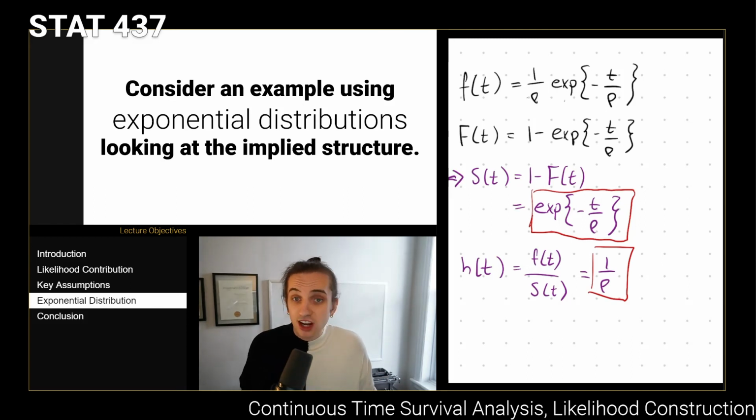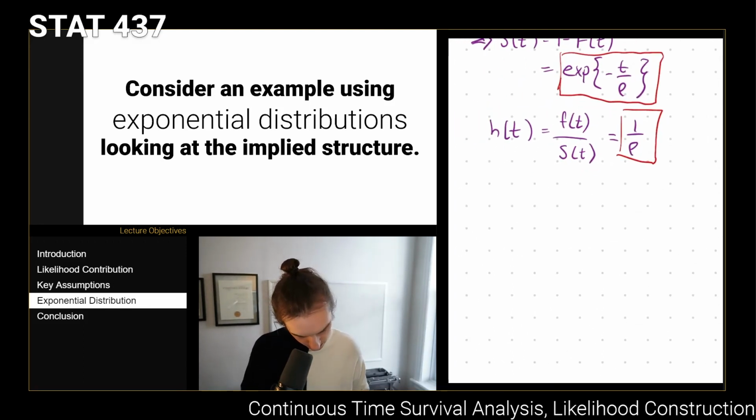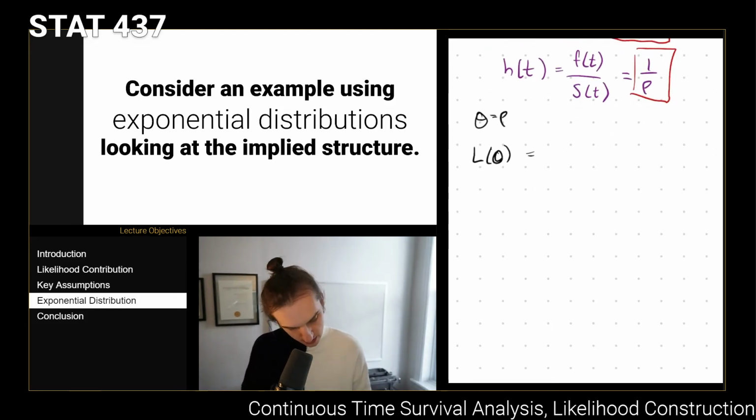But in general, a constant hazard is fairly restrictive, and so we won't actually use this a ton, but it's a useful example, and it does come up from time to time. So given this, let's say that we wanted the likelihood of theta. Here we're just taking theta to be our rho parameter, but in other distributions you might require theta to be a two-dimensional vector or something.